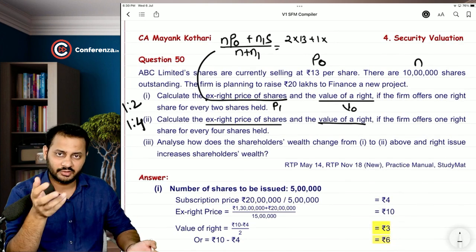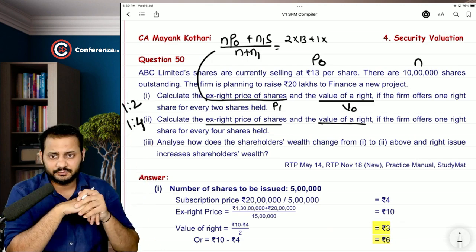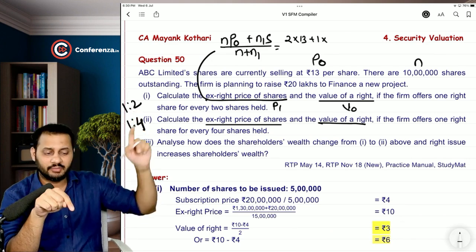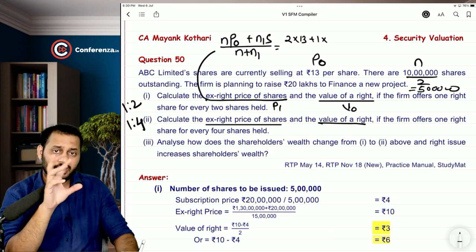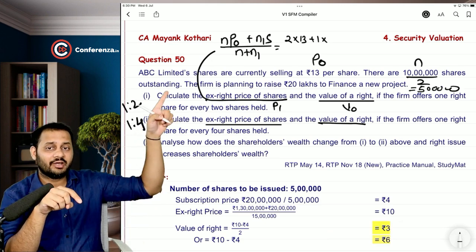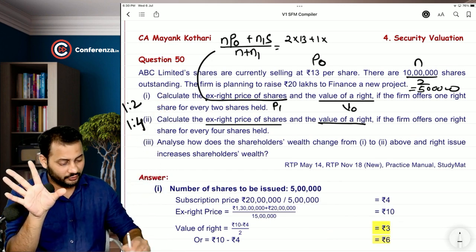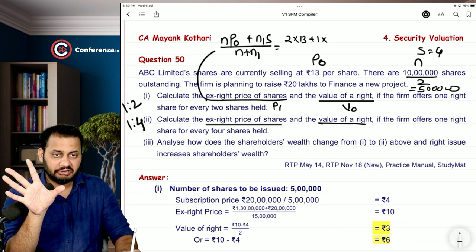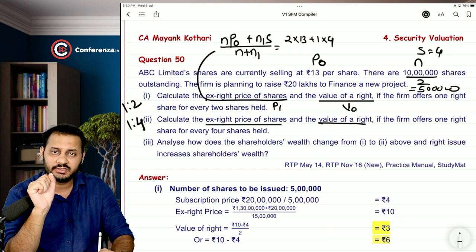Okay, we will have to calculate the subscription price first. So understand, there are 10 lakh existing shares. 1:2 is the ratio. That means how many new shares will be issued? 10 lakhs divided by 2, that is 5 lakhs. And you want 20 lakh rupees from 5 lakh shares. So 20 by 5, if you do it, your subscription price comes to 4 rupees. Very small, whatever it is.